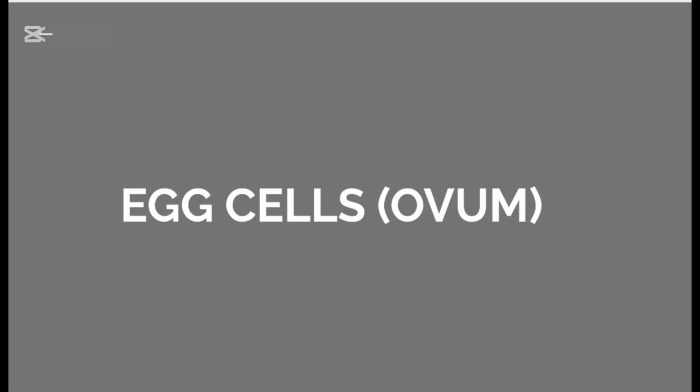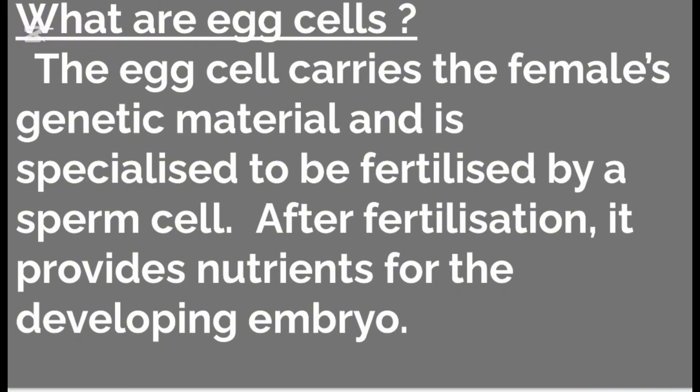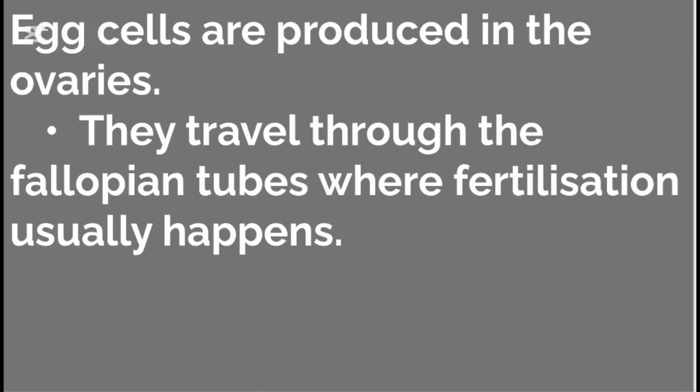Next on our list is the egg cell, which is also called the ovum. What are egg cells? The egg cell carries the female's genetic material and is specialized to be fertilized by a sperm cell. After fertilization, it provides nutrients for the developing embryo, which is called the zygote. You should also know that egg cells are produced in the ovaries, and they travel through the fallopian tubes, where fertilization usually happens when they come in contact with the sperm cell.